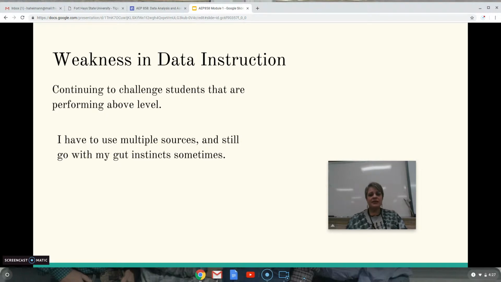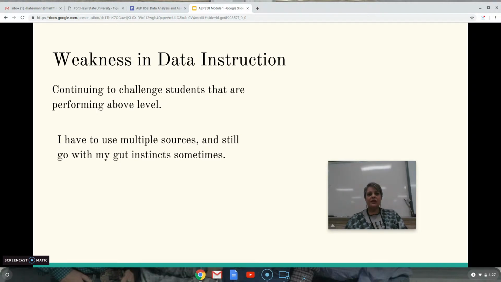Some of the weaknesses that I find in myself when using data for instruction is not challenging my students that are either performing at or above level as much as I should. I need to be focusing on those students as well as my students that aren't performing on level.